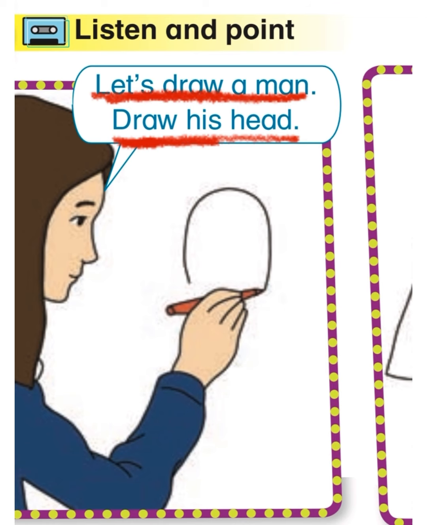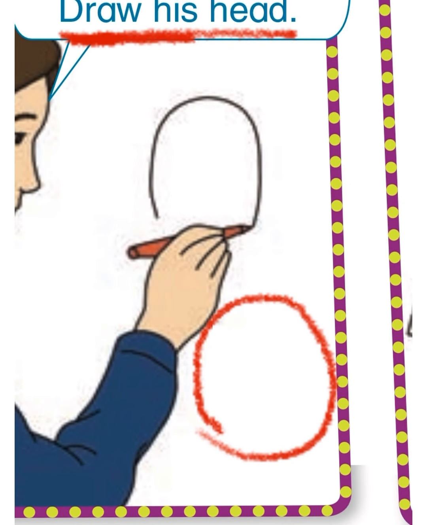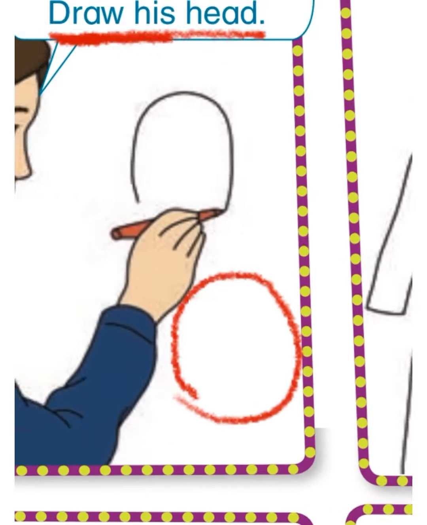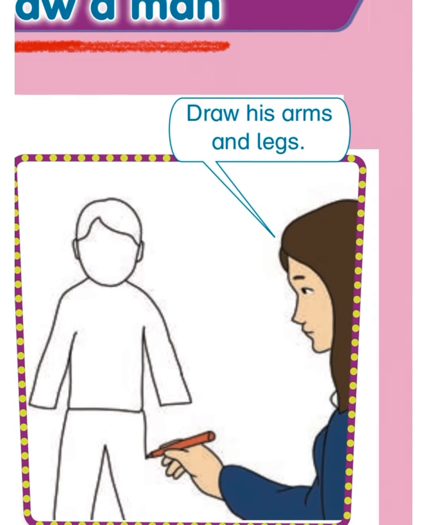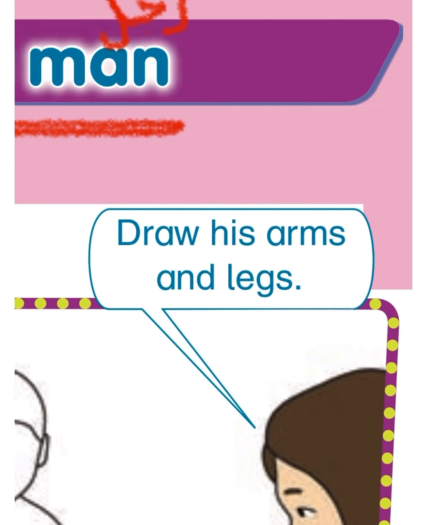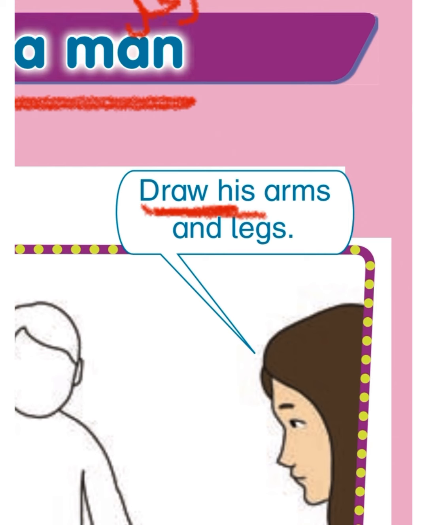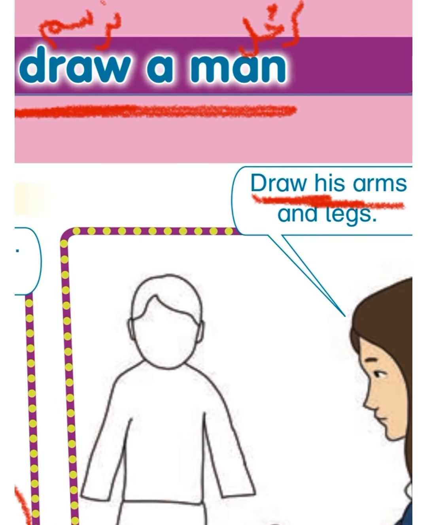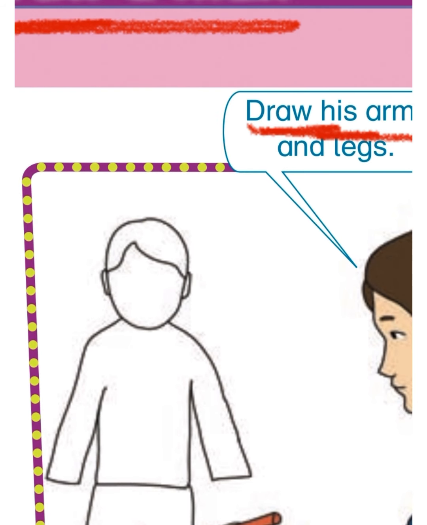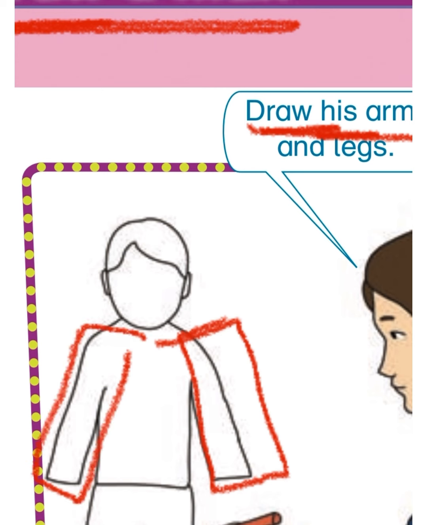This is his head. I'm not good at drawing. Yep. This is his head. هي رسمنا الرأس. Okay? Okay. Number two. Draw his arms. His arms. Arms. What does arms mean? Look. These are his arms. Arms, يعني arms, ذراع. Excellent. Arm, ذراع. Arms, يعني أذرع.